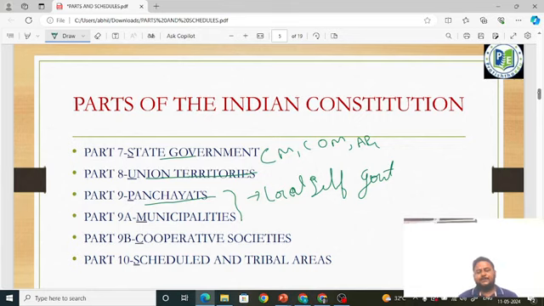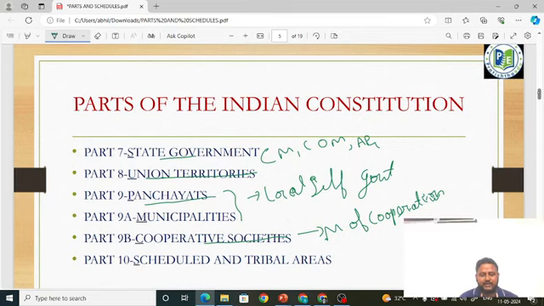Remember friends, part 9B is also talking about cooperative societies. Cooperative societies means what? Please drop a message in the comment section. You must also remember friends, there is a high chance of this question coming in the examination, because a new ministry, the Ministry of Cooperation, not Cooperatives, was created. It was held by the Home Minister only. It was created in the previous cabinet of the central government. So part 9B is cooperatives.